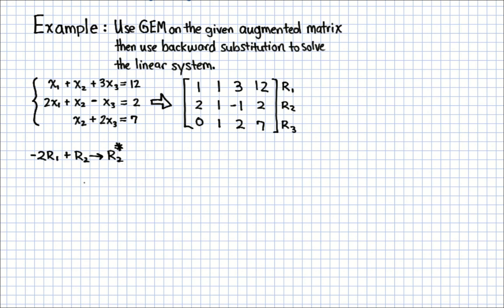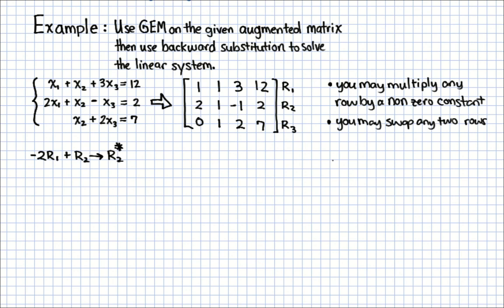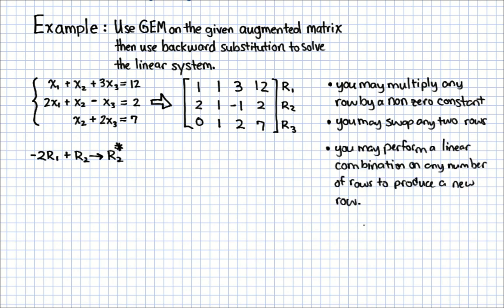Now, you can take any linear combination of rows to create a new row. You can multiply any row that you want by a non-zero constant. That's a rule that you can do. So, before I proceed with that calculation, let's go ahead and at least write out some of the rules here. You may multiply any row by a non-zero constant. You may swap any two rows. You may perform a linear combination on any number of rows to produce a new row.